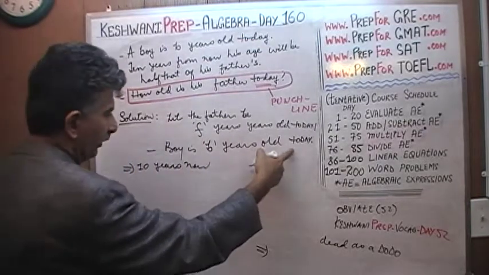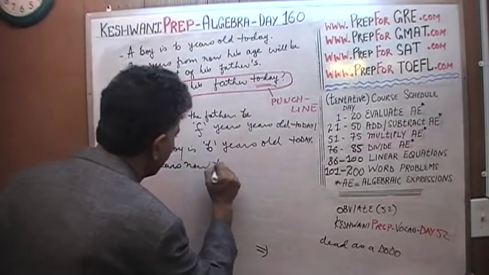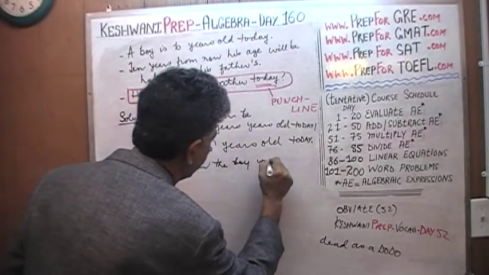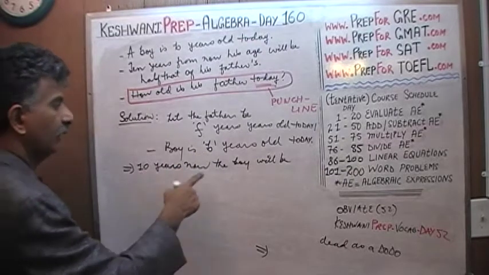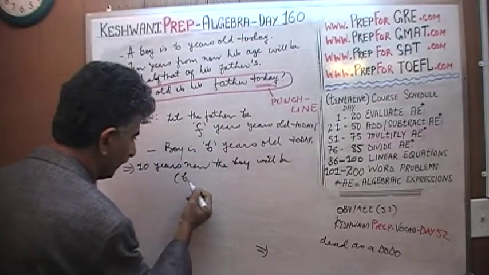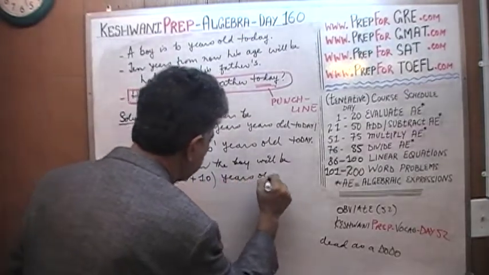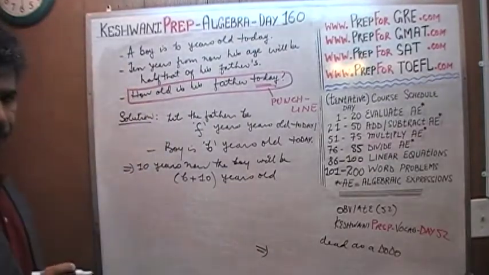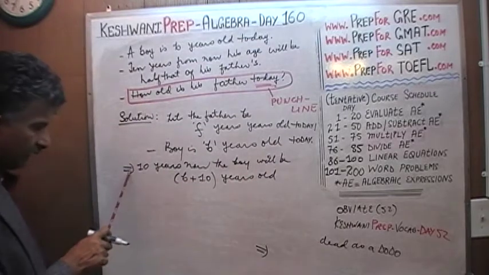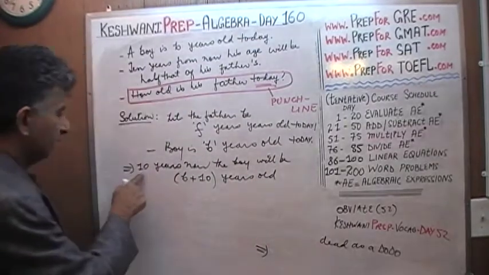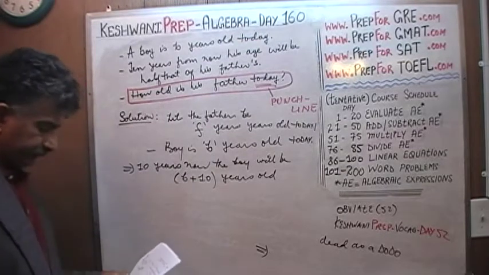Boy, we know, is B years old today, and that implies that 10 years from now, the boy will be, well, if he's B years old today, therefore 10 years from now he should be whatever his age is today, B plus 10 more years. One more time. We are told that boy is B years old today. That implies that 10 years from now the boy should be whatever his age is today plus 10 more.